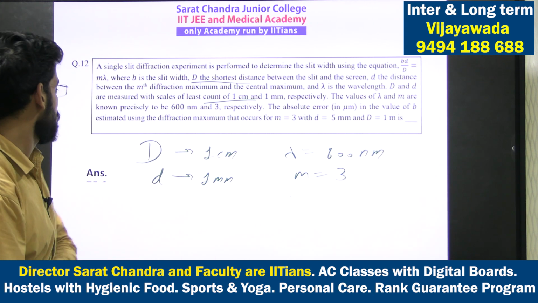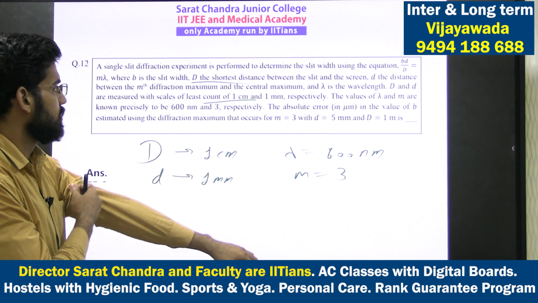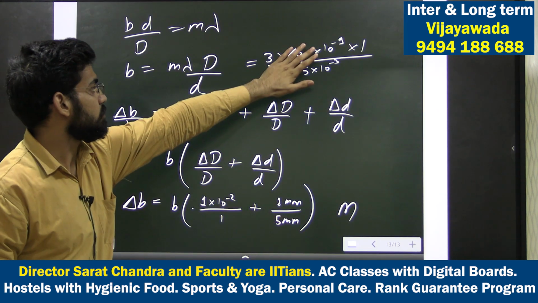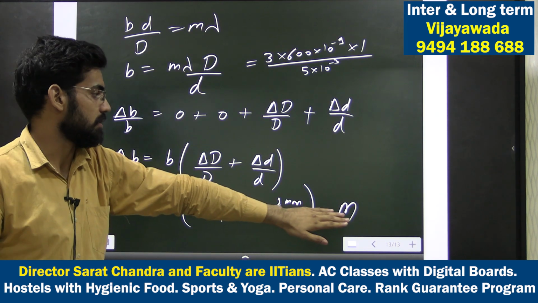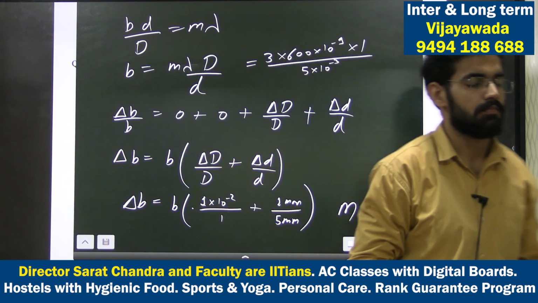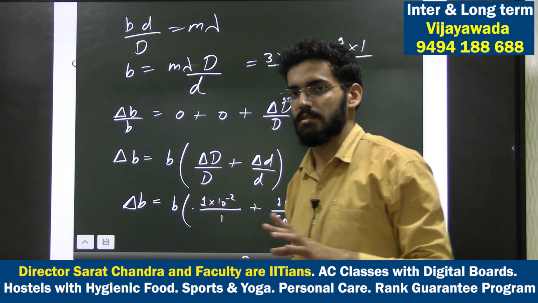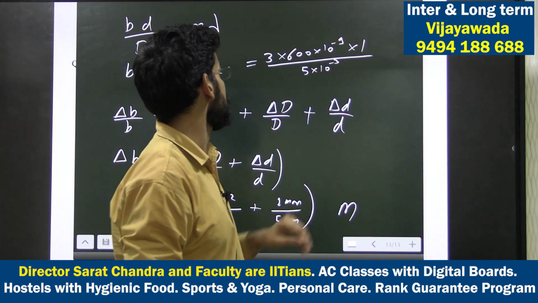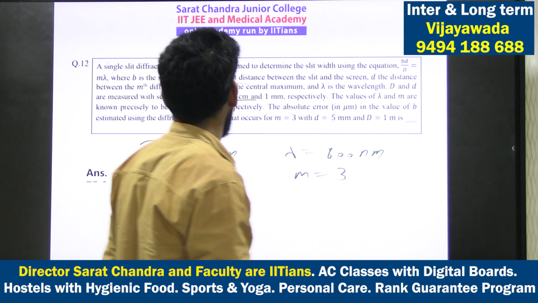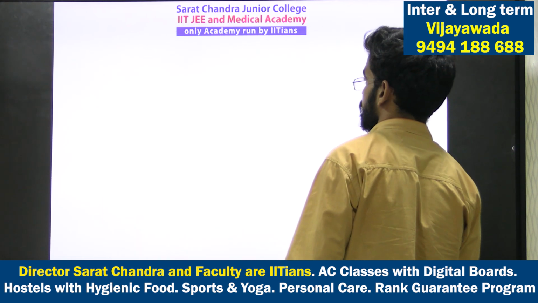Okay, absolute error. I hope we don't have to go into the exact answer. Exactly as I told, put the value here, you will get it in meter. So from here multiply with 10⁻⁶, then you will get your answer. Okay, I hope this is clear. Next question.